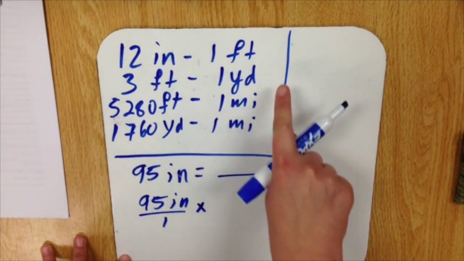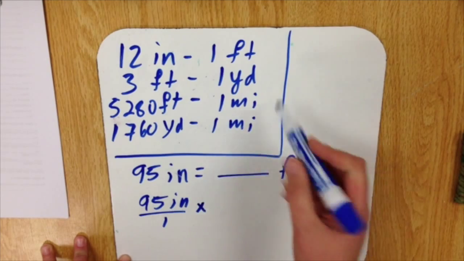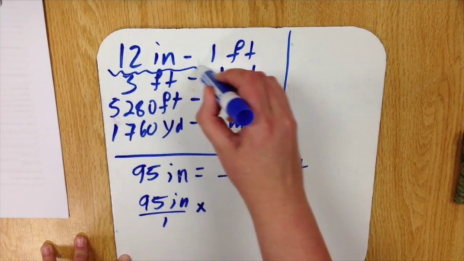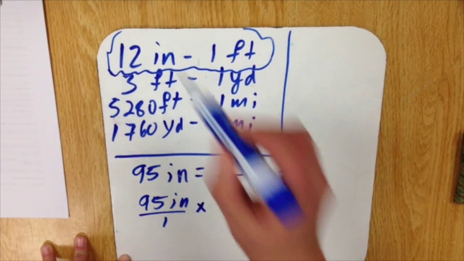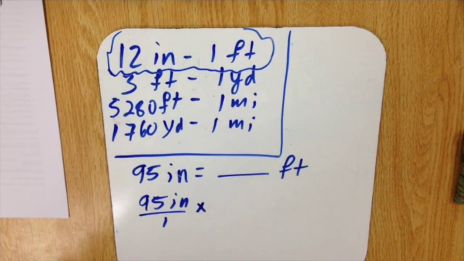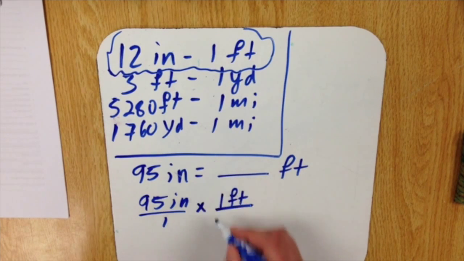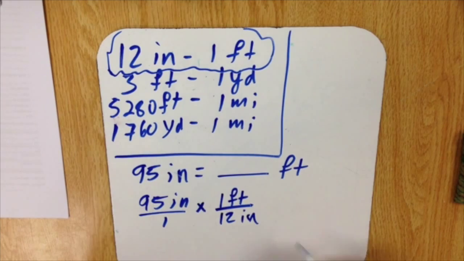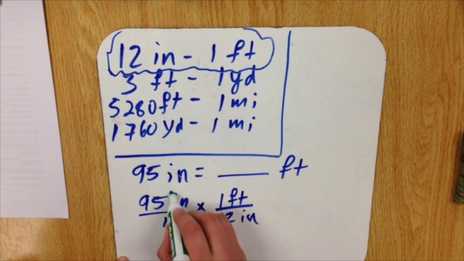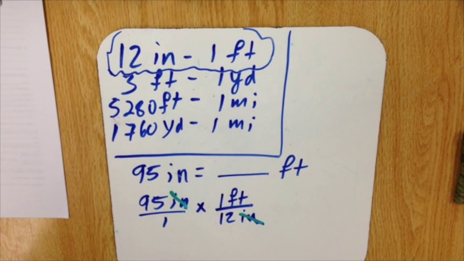I'm looking at my list, and I'm realizing since I want feet and I have inches, that leaves me with this one right here, 12 inches and 1 foot. But I want to have feet when I'm done, so I'm going to put the 1 foot on top, and I'm going to put the 12 inches on the bottom. You're going to say, why put the 12 inches on the bottom? It's due to the fact that I want to get rid of the inches. I need them to go away, which means I can now cancel out the inches.